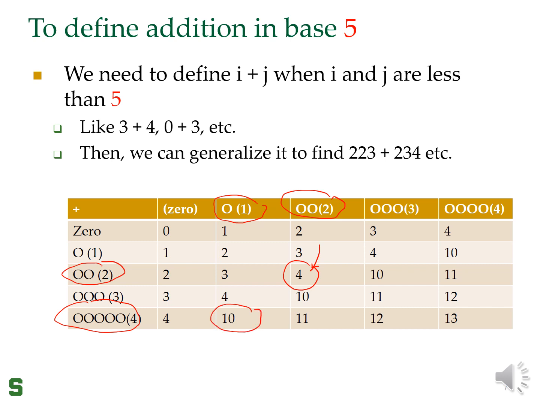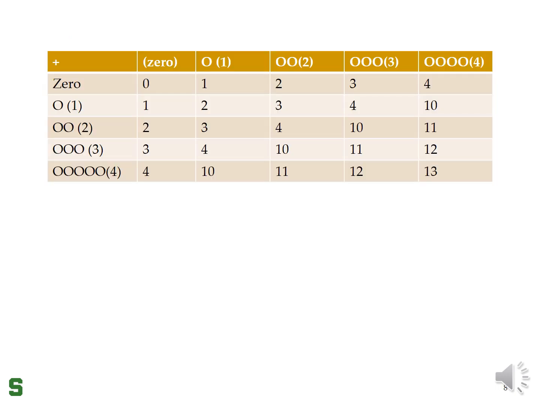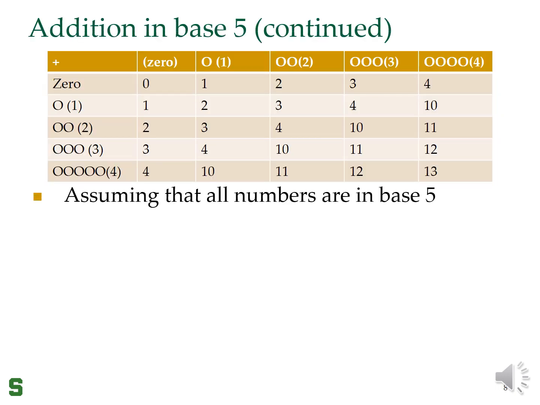Once we have this, we can do other problems such as things like 223 plus 234, etc. So let's try to do this problem. I would like to know what is 234 plus 34 in base 5. So what am I going to do? I'm going to look at 4 plus 4. So this is my object 4, this is my object 4. Addition gives me this 1, 3. So I'm going to write the number 3.